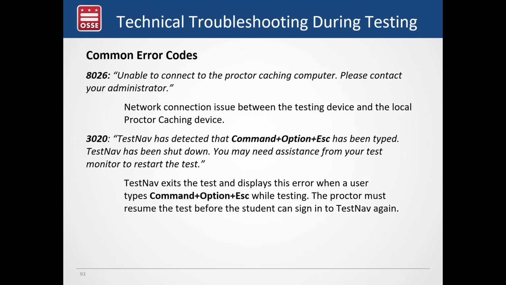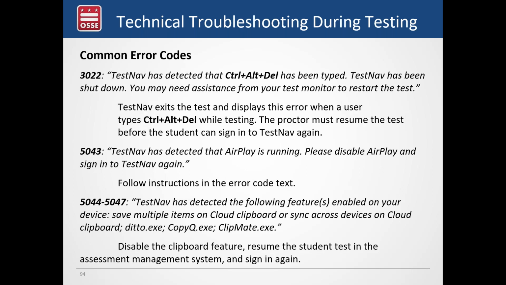Let's see here, what's another one? ProctorCaching computer, not being able to connect to it for 8026. Hopefully moving forward, this is one that'll just come off the common error codes list as we all start moving away from ProctorCaching and our bandwidths are getting better. Let's see, command option escape has been typed. TestNav shuts down and you'll have to restart your test.